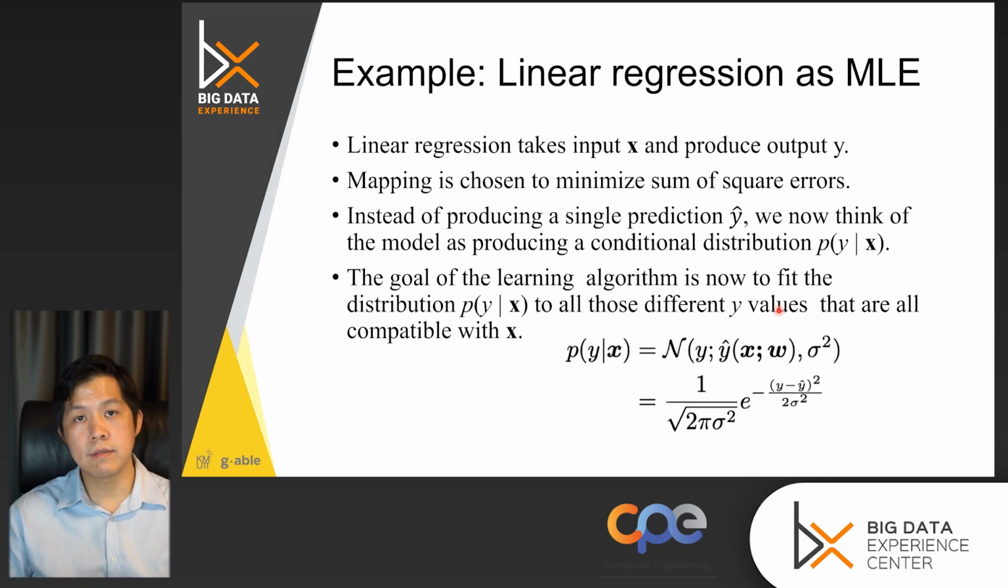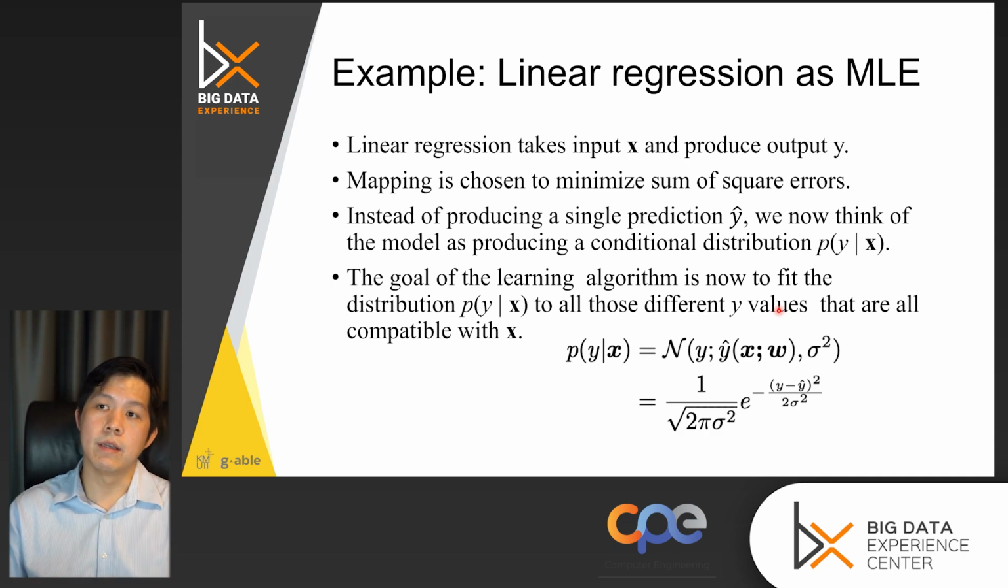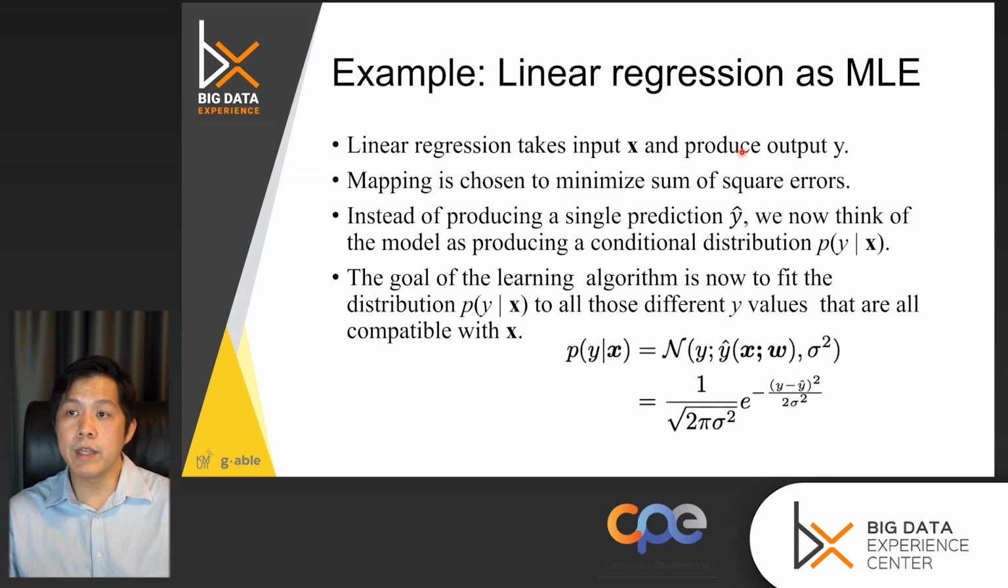Okay, let's take a look at an example here. Let's now think of linear regression as MLE. We have already seen linear regression as a simple machine learning task. Now let's frame it as MLE and tease apart how each component works to be the MLE. So linear regression takes input x and tries to predict y. That's very simple. It maps the values to minimize the sum of squared error, and then we get the relationship between x and y as a linear equation.